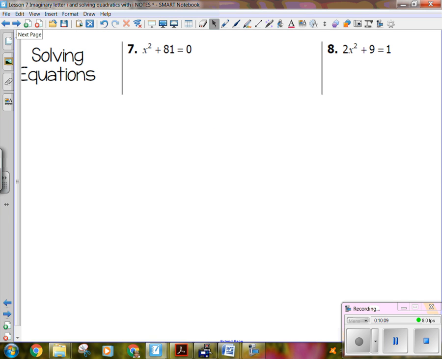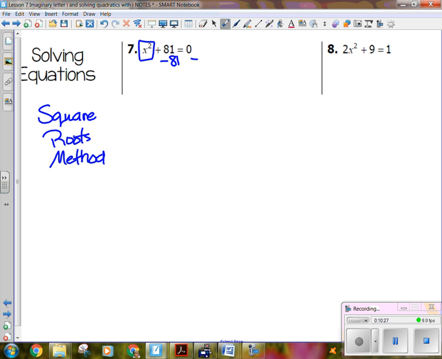Okay, let us see what happens when you solve. We're going to revisit the square roots method. I think that's written in your notes. If we do this by the square roots method, the very first thing I want to do is get the x squared by itself. To do that, I'm going to subtract 81 from both sides. I get x squared is equal to negative 81.